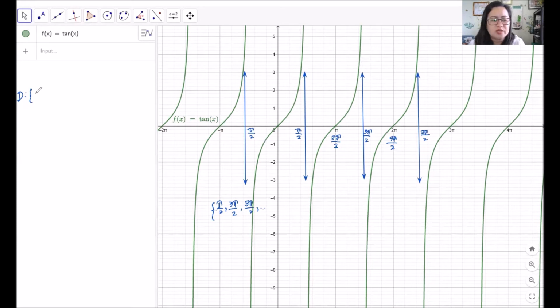Constructing our description for the domain, we have the set of all x's such that x is not equal to, take note, these numbers pi over 2, 3 pi over 2, 5 pi over 2, and so on are the odd multiples of pi over 2. So we can say that x is not equal to n pi over 2, where n is an odd number.